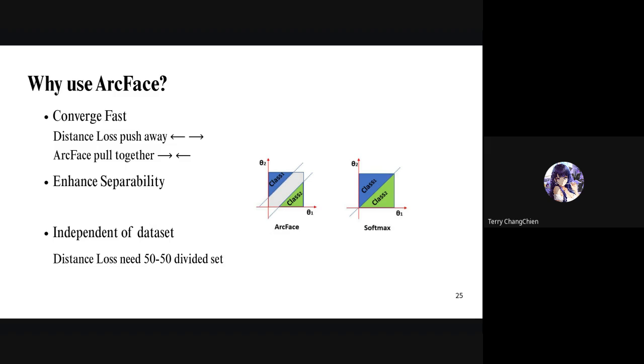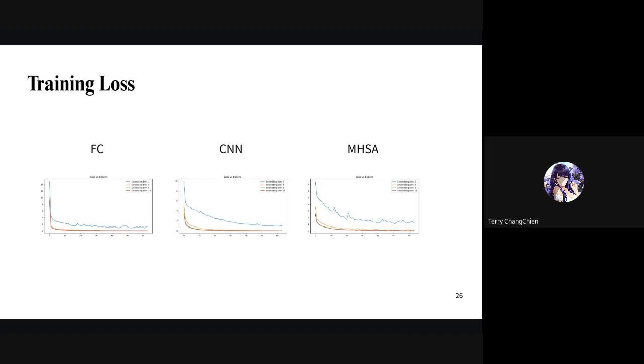Next page. And compared to these 3 architectures, we'll see the attention network is hard to converge, but the fully connected based model converges fast.